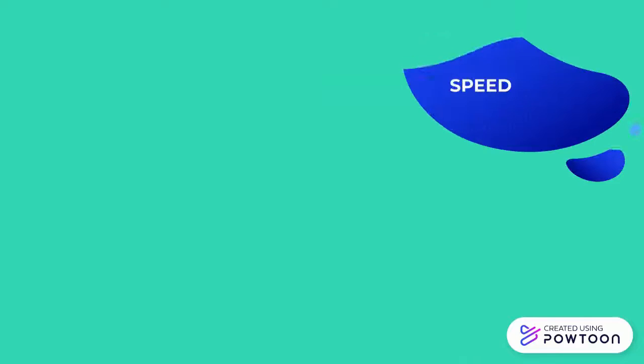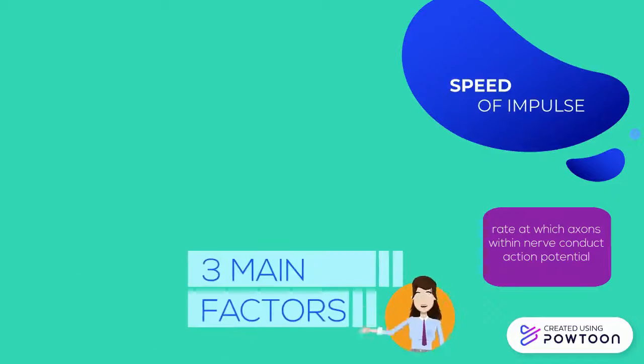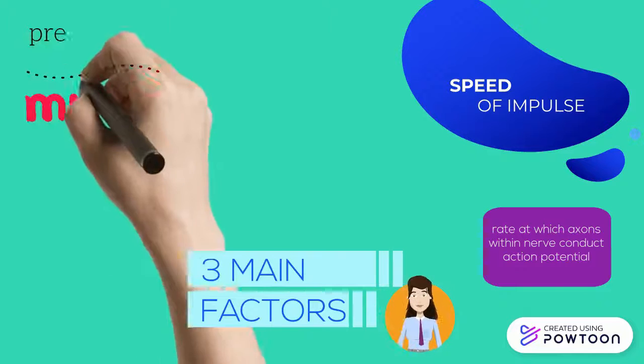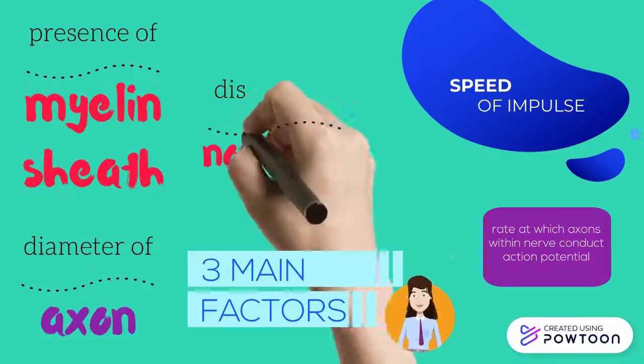The third characteristic is the speed of impulse, which explains the rate at which the axon conducts action potential. They depend on three main factors: presence of myelin sheath, diameter of axon, and distance of nodes of Ranvier.